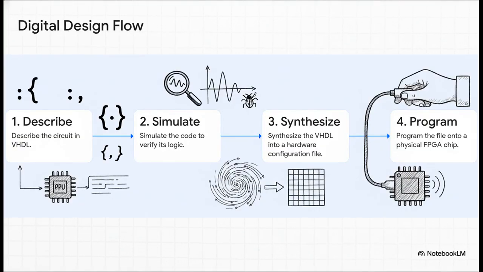This all boils down to a pretty clear workflow, a four-step journey from idea to reality. First, you describe your CPU in VHDL. Second, and this is probably the most important step, you simulate it in software to find all the bugs. Third, you synthesize it, which is the process of translating your code into a configuration file. And finally, you program that file onto a real chip and your creation comes to life.